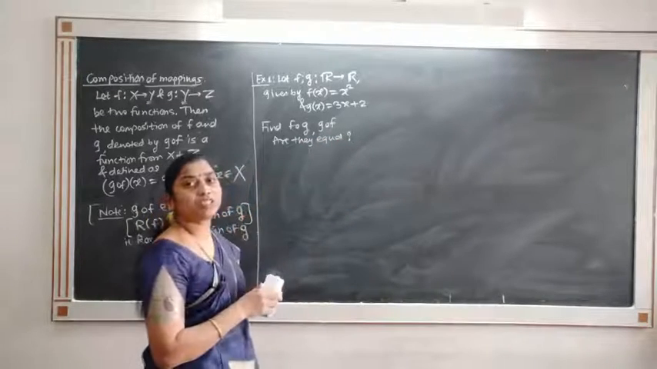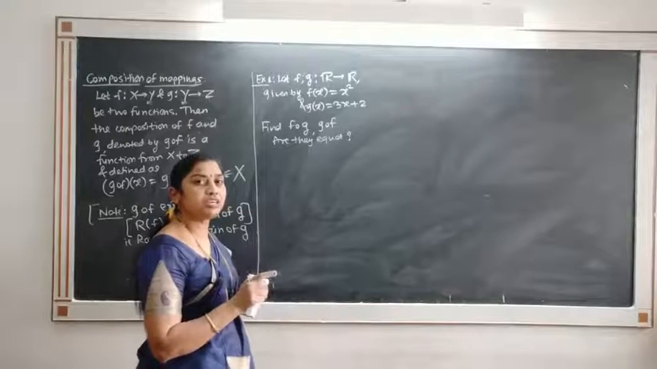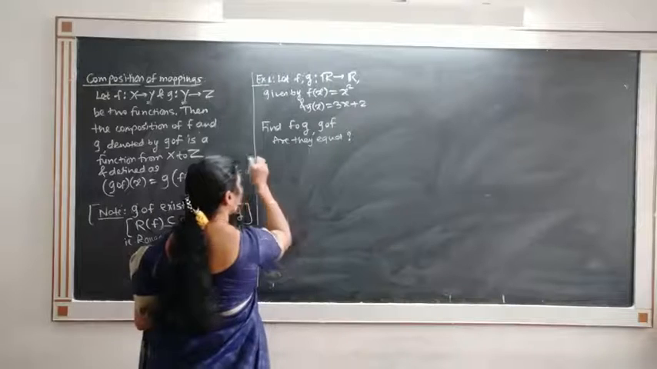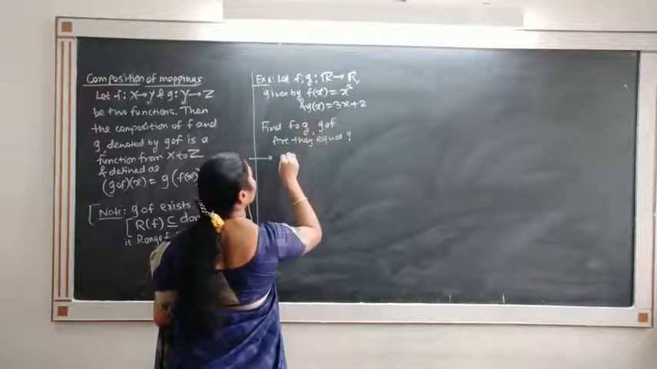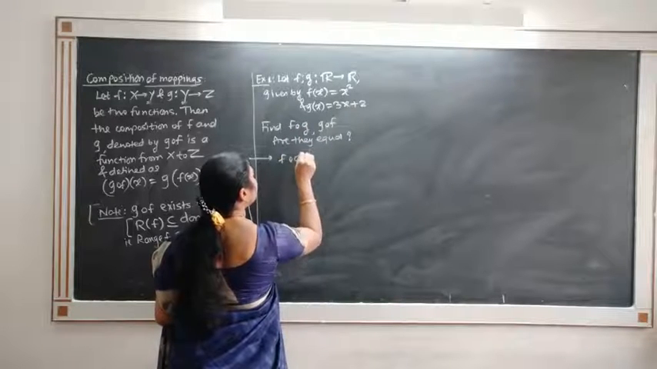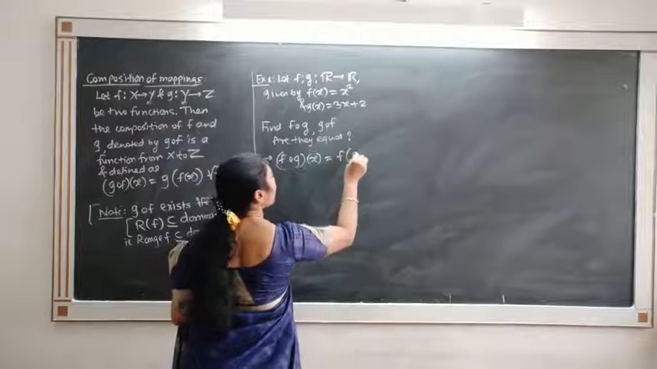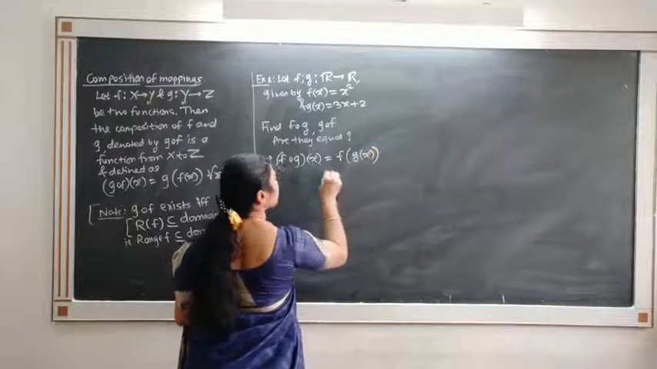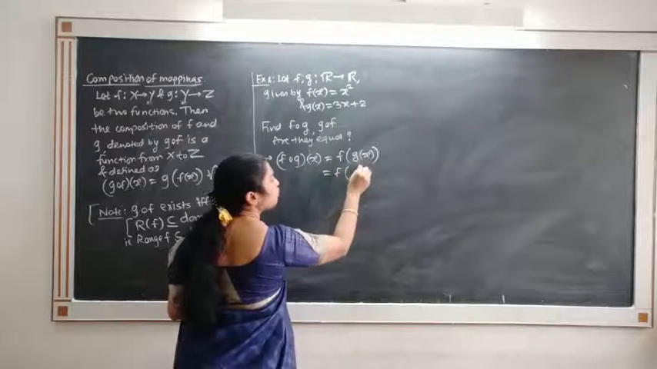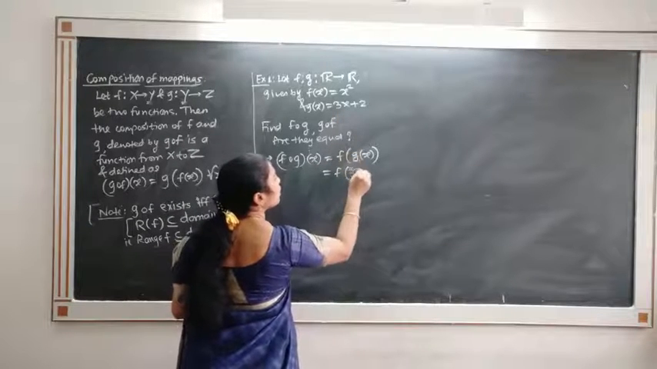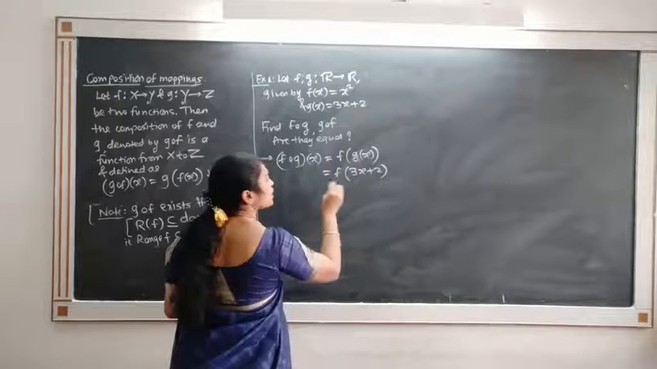Because both functions are from R to R, we are able to find both f composite g and g composite f. Firstly, what is f composite g? Start with f composite g of x. By definition, it is nothing but f of g of x. But what is g of x? Put the value of g of x. g of x is nothing but 3x plus 2. So we put the value of g of x as 3x plus 2.